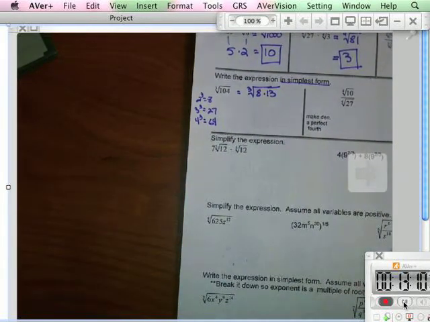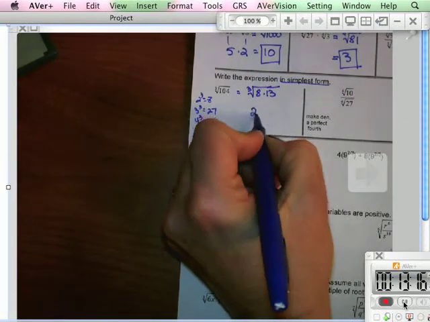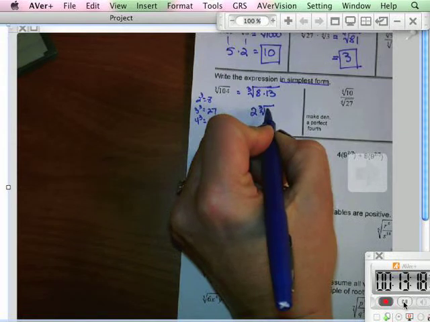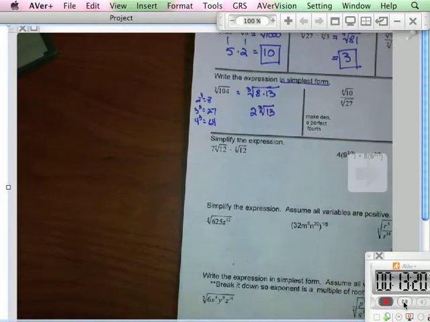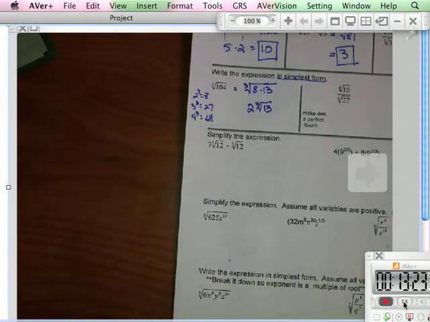And then you can take the cube root of 8, which is what? 2 times the cube root of 13. Don't forget, that's a new little step you got to stick in there, okay? That little 3.